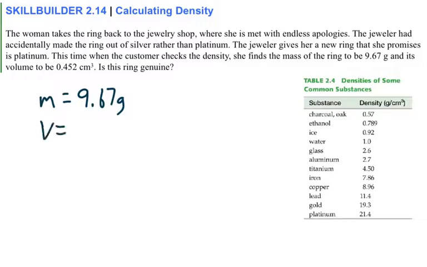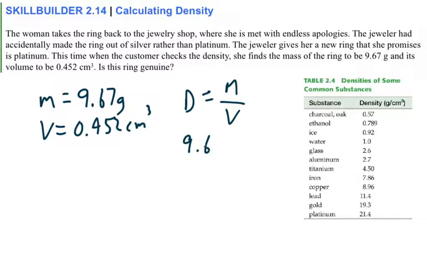And the volume is 0.452 cubic centimeters. So we're going to do the same thing. We're going to get a ratio of mass to volume. So we're going to go ahead and divide here. And after we divide, let's put our numbers here together. You'll notice we're going to round this also to 3 significant figures because both numbers have 3 significant figures.